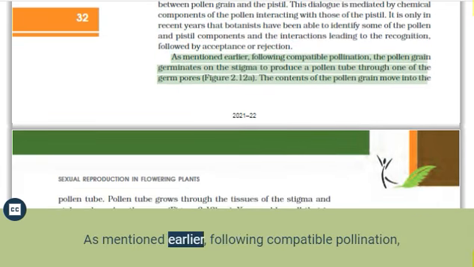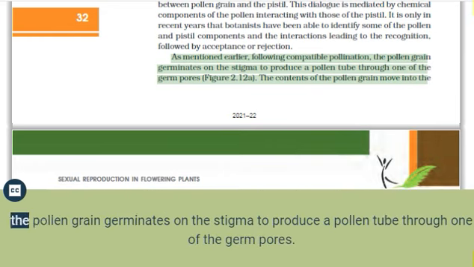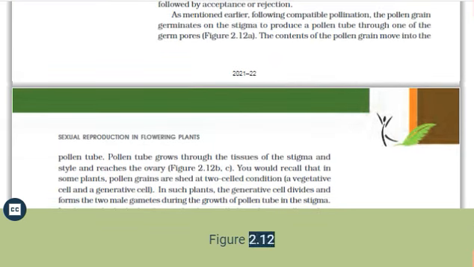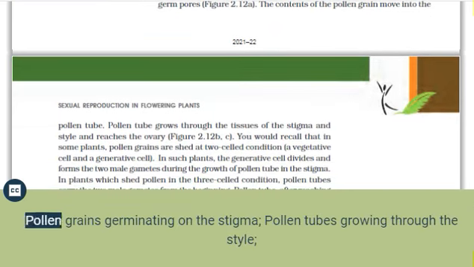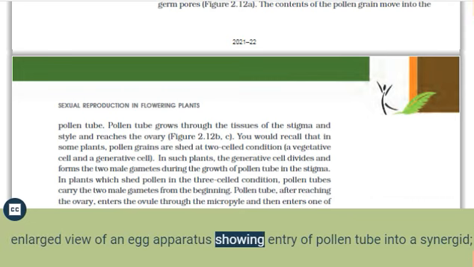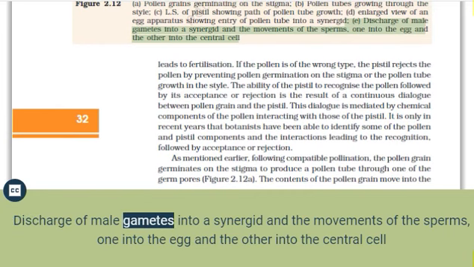As mentioned earlier, following compatible pollination, the pollen grain germinates on the stigma to produce a pollen tube through one of the germ pores. The contents of the pollen grain move into the pollen tube. Figure 2.12: Pollen grains germinating on the stigma, pollen tubes growing through the style, LS of pistil showing path of pollen tube growth, enlarged view of an egg apparatus showing entry of pollen tube into a synergid. Discharge of male gametes into a synergid and the movements of the sperms, one into the egg and the other into the central cell.